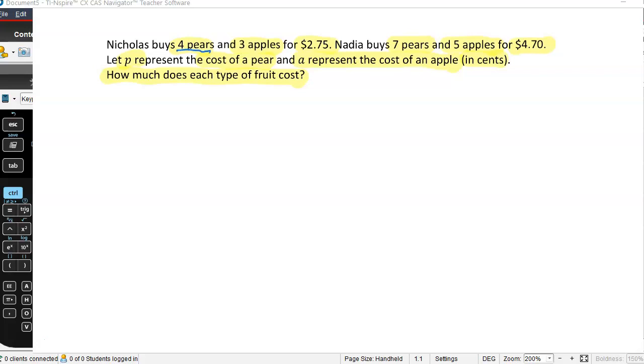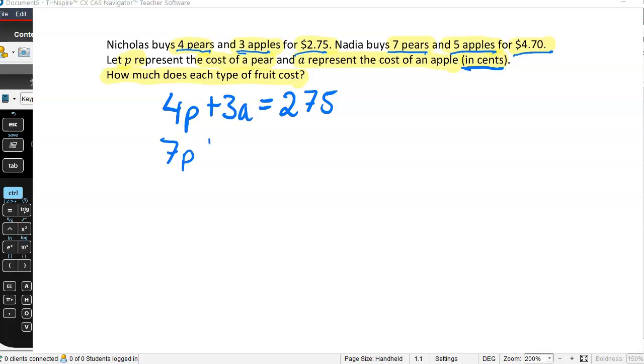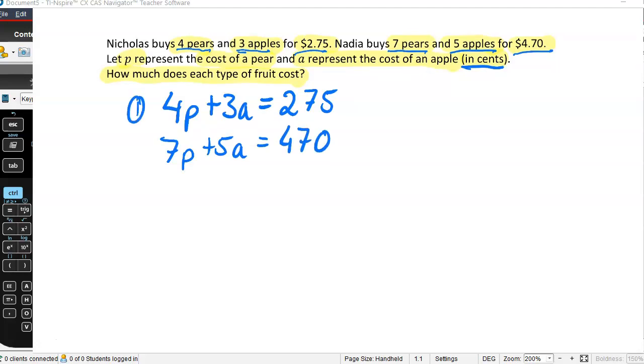Okay, so let's put this in. 4 pears, 3 apples, $2.75. And it's in cents. So 4p plus 3a equals 275, because it's in cents, not in dollars. Okay, the second bit of information, we have 7 pears, 5 apples, $4.70. So 7p plus 5a equals 470. Okay, so I've got equation 1, equation 2.